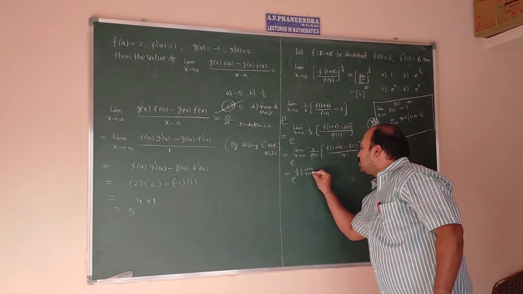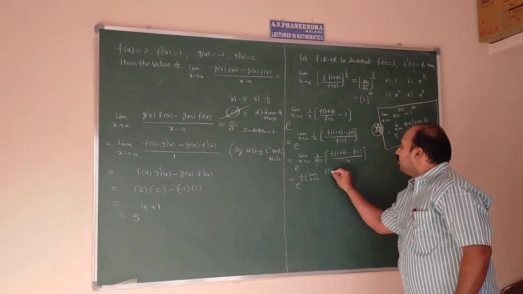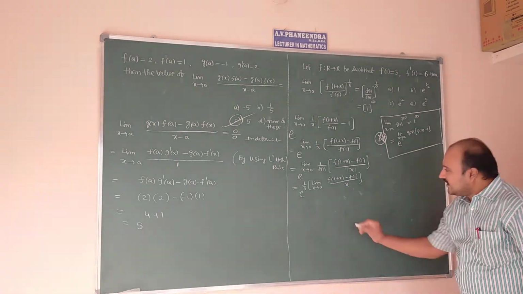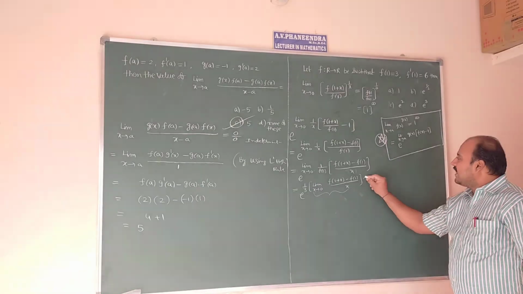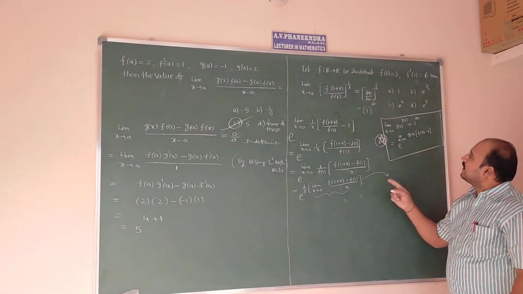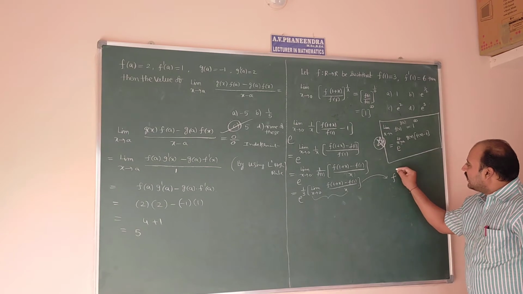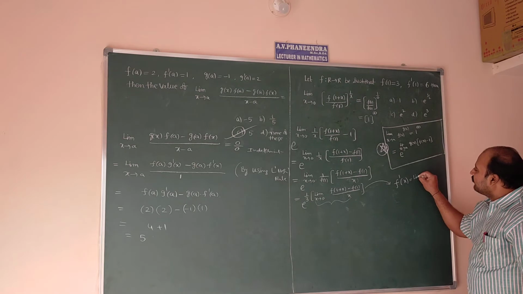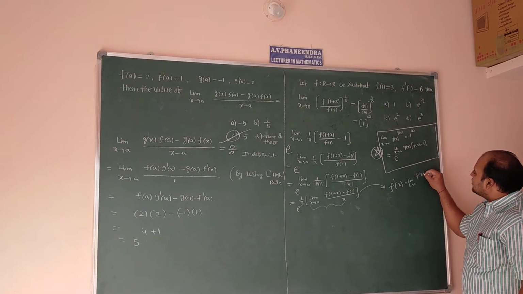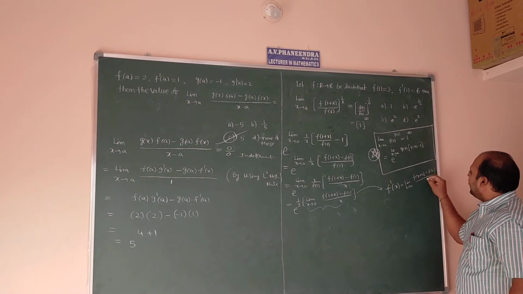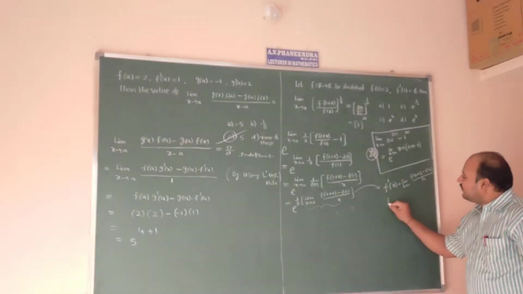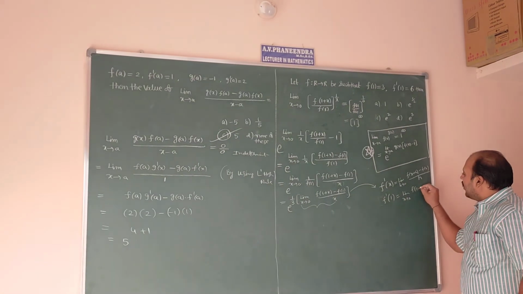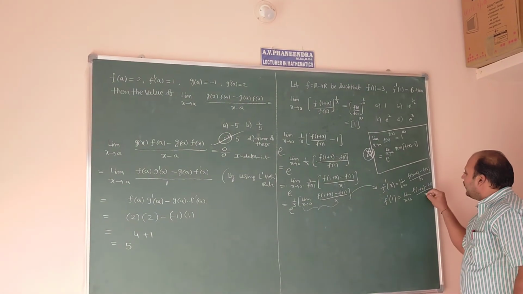Limit x tends to 0, f of 1 plus x minus f of 1 divided by x. This bracket value is the definition of the derivative of the function at x is equal to 1. That means f dash of x is equal to, the formula, first principle of differentiation, limit h tends to 0, f of x plus h minus f of x divided by h. But here f dash of 1 is equal to limit x tends to 0, f of 1 plus x minus f of 1 divided by x.